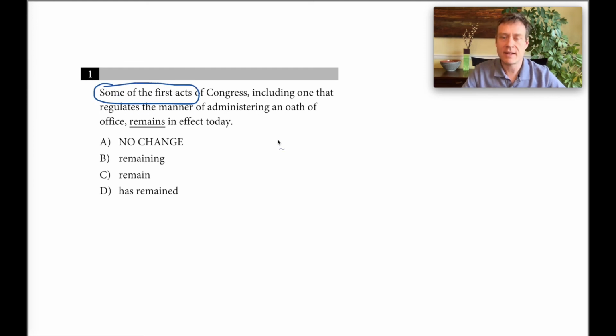Some of these acts, that is talking about a plural thing. So I should look for a plural verb. And you can even do that little trick where you replace that phrase with these things. So if you do that, would you say these things remains, or would you say these things remain? Hopefully your ear will tell you that remain makes a lot more sense. So the right answer here is choice C.